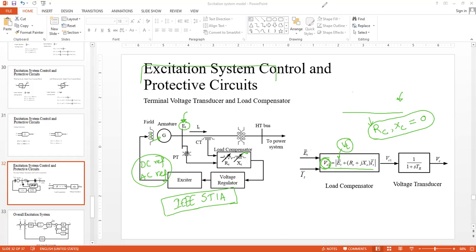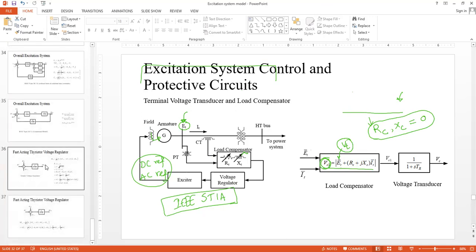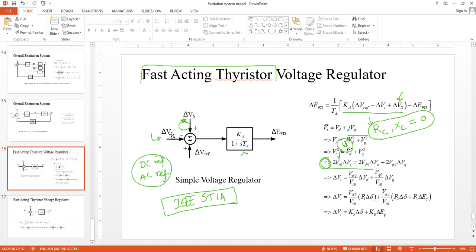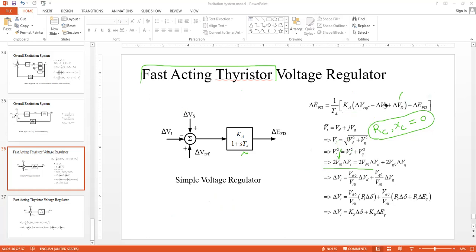And accordingly, we have written it over here. We have not written VC, rather we have written VT, and in the linearized version, it is del VT. So now it is a very simple block, and we will continue with this. The derivation is again simple.